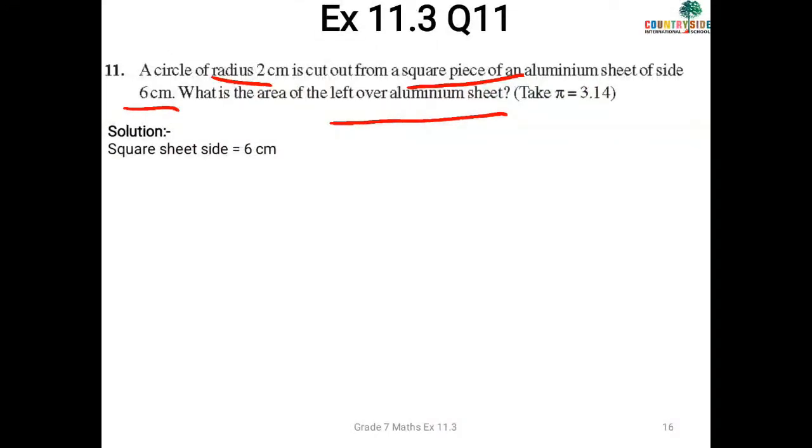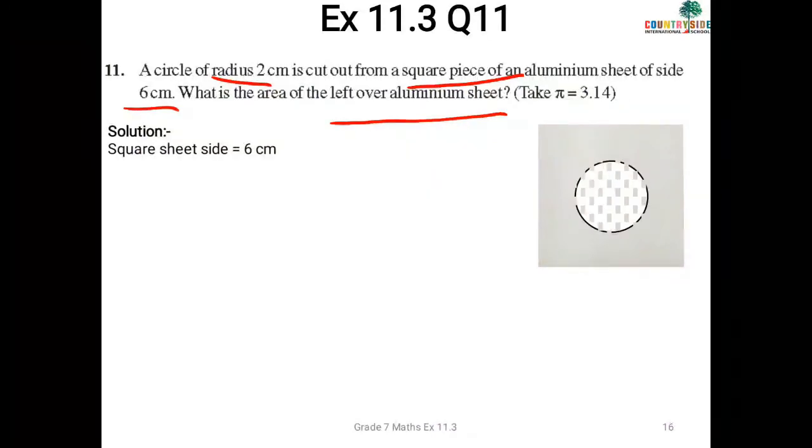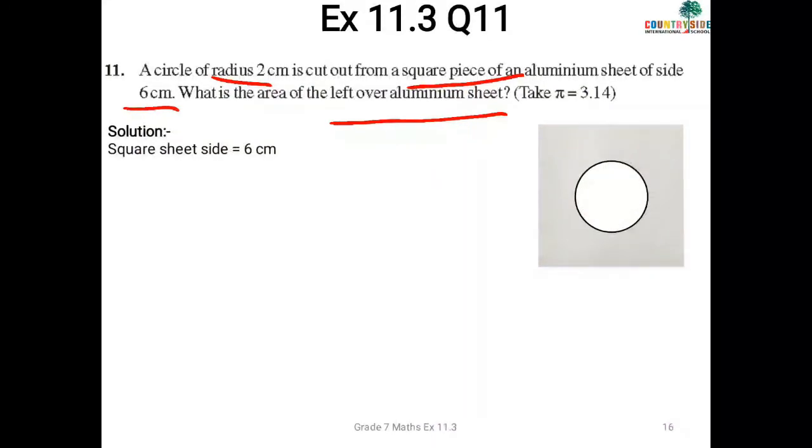So first of all, let's understand what is given in the question. There is a square piece. See, this is the square piece. This figure is not given in your textbook, so I want everyone to pay attention. Okay, see, this is the square piece, and on this square piece of aluminum a circle is there of radius 2 centimeter. Okay, so first of all given, so let's start.